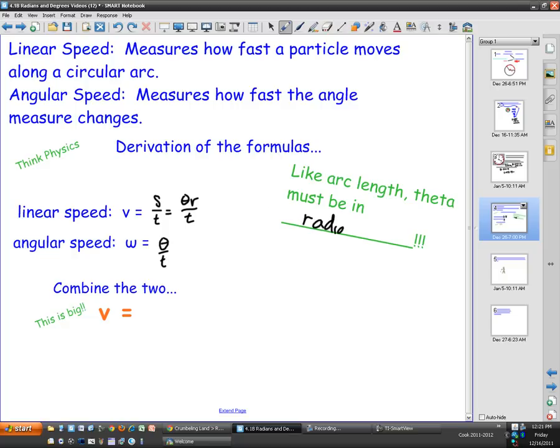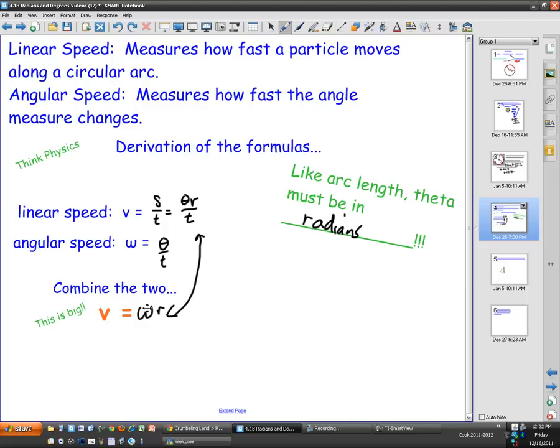And then if we combine these two formulas up here, if you notice, we have theta over t right here taken care of for our linear speed times r. So if we're ever given the angular speed, we can say w times r would give me also my linear speed. So these two formulas right here are the same thing. It's just that theta over t is being replaced with the w sign. So sometimes they give you the angular speed.